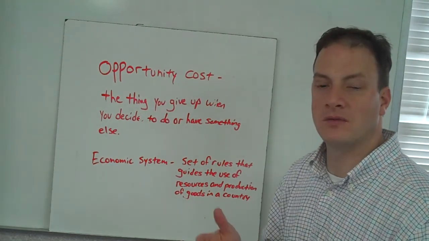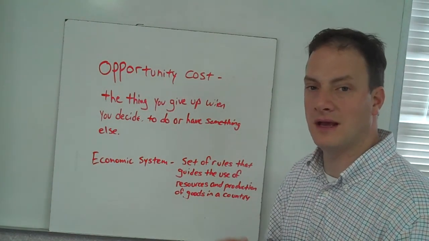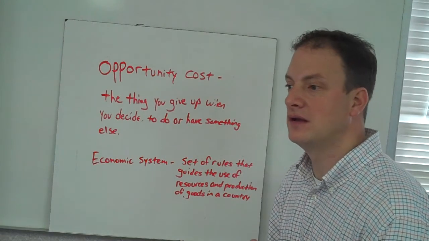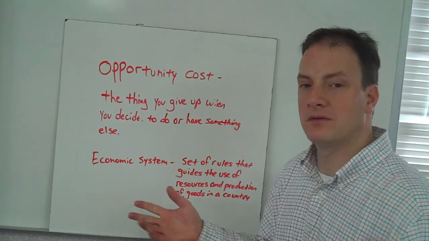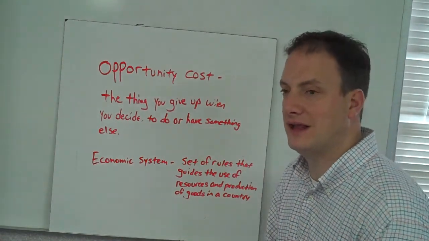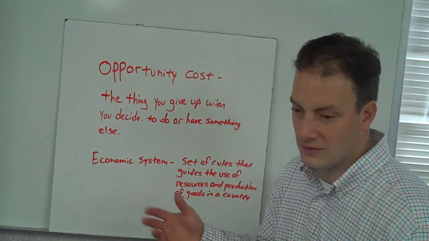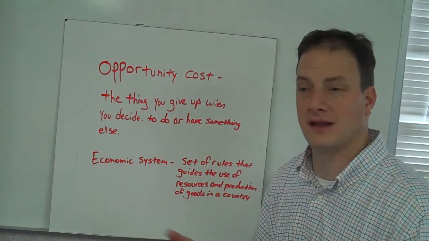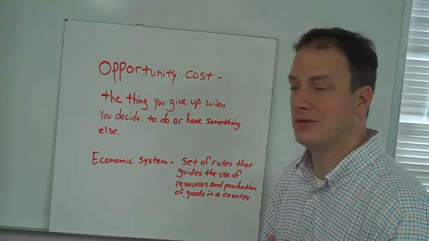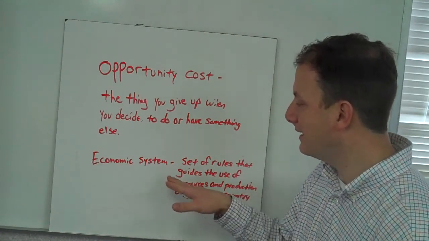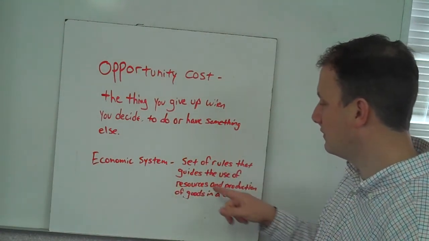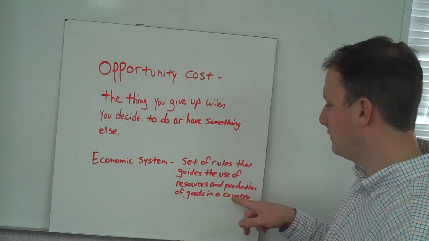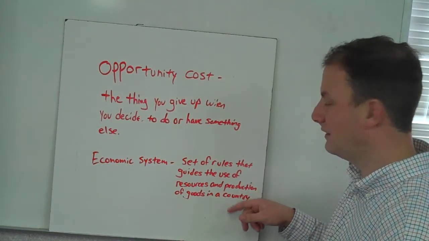In America, we have a free economic system. That's a system where people decide, if I want to start a business, I can. If I want to sell certain items, I can. The government does not tell me what to do. But this is called an economic system. Again, it's a set of rules that guide the use of resources and production of goods in a country.